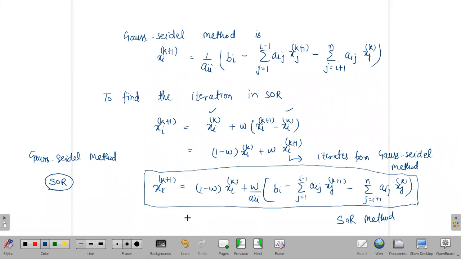Excuse me, ma'am. Below the line where you've written to find iteration in SOR, this equation, if I take x_i^k, the kth iteration, to the left-hand side, it will get cancelled. Actually, no, the term will not get cancelled. This x_i^(k+1) and this x_i^(k+1) are not the same. This one is from the Gauss-Seidel iteration, and the left one is from the SOR method. Okay.